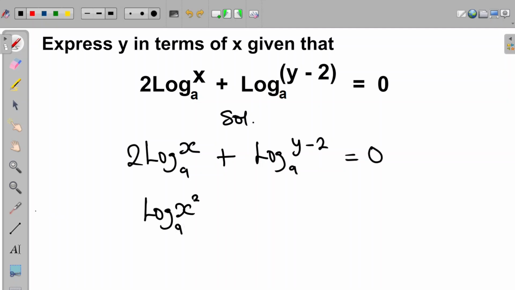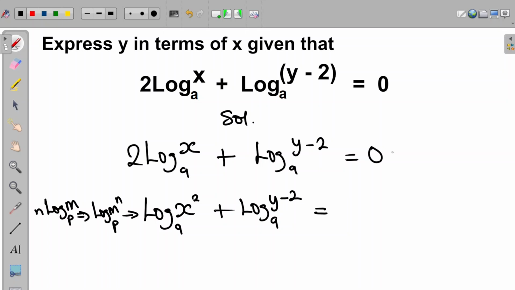Now recall that if I have n multiplied by log m in base p, this can further be expressed as log m raised to the power of n in base p. So this becomes plus log (y minus 2) in base a equal to, also we know that logarithm of 1 to any base is equal to 0. So we replace 0 with log 1 to base a. So we have that this becomes log 1 in base a.